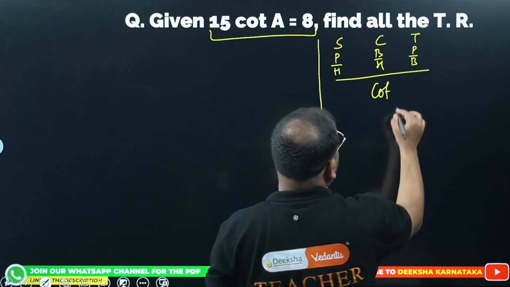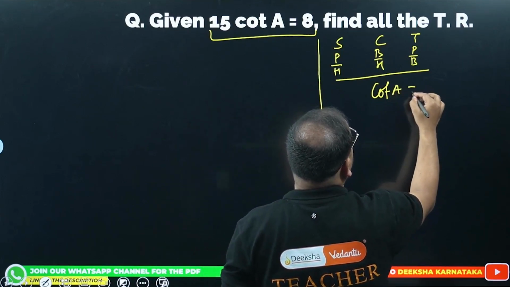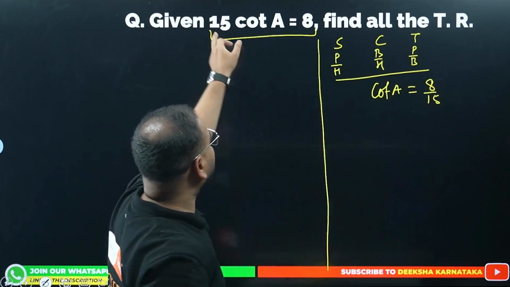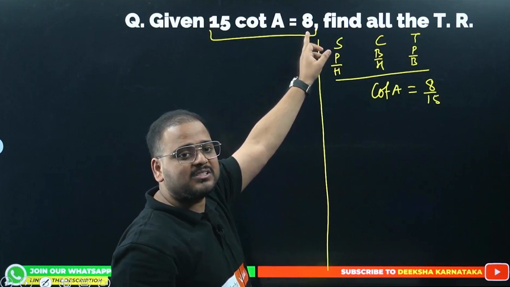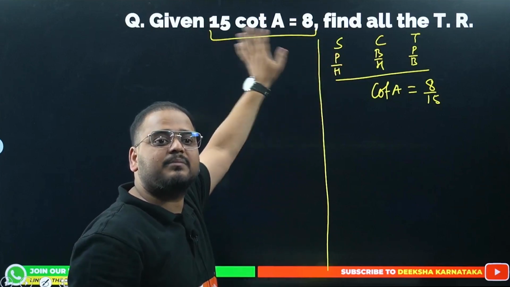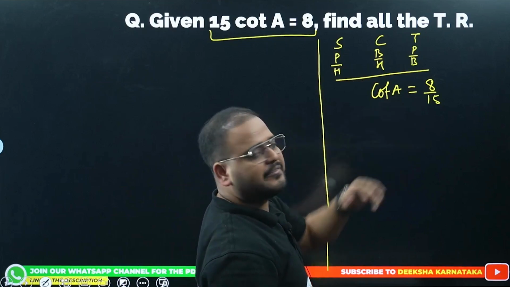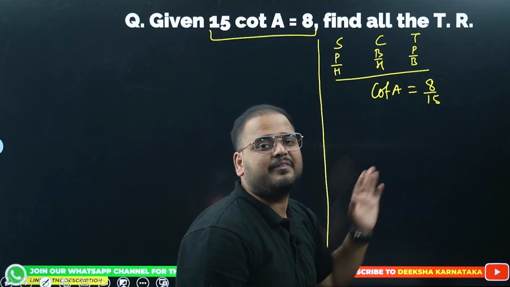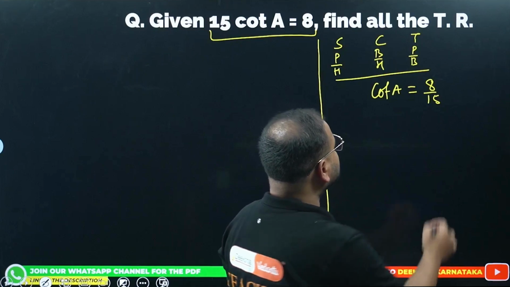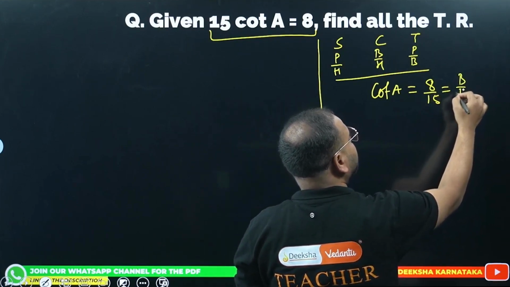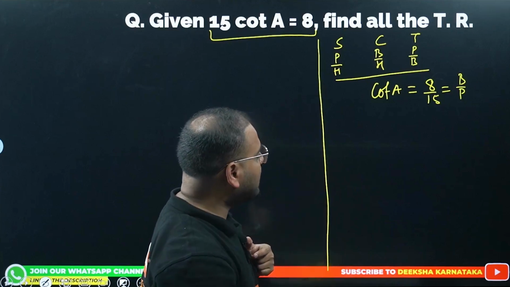Cot A equals 8 by 15. How, sir? 15 is given here. Now I can take it to the other side, the constant side, and it will become 8 by 15. Multiplication becomes division, no problem. Can you simplify 8 and 15? You cannot. 8 is even, 15 is odd. So cot A is given by what, sir? If you remember, B by P. Great, B by P.